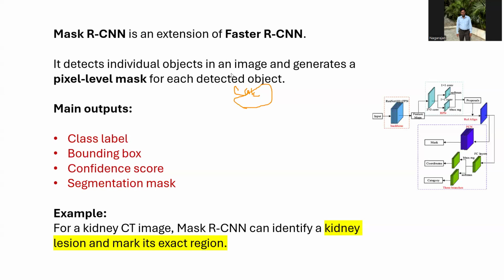What is its specialization once we conduct the masking? It can easily find each individual object in an image and generate a pixel-based mask for each detected object. The outputs we can expect from Mask RCNN are a class label, a bounding box, a confidence score, and a segmentation mask. For example, if you consider a kidney CT image, Mask RCNN can easily identify a kidney lesion as well as mark its exact region from the given CT images.